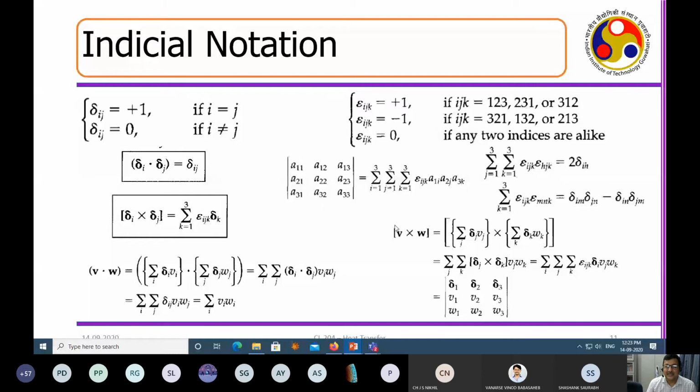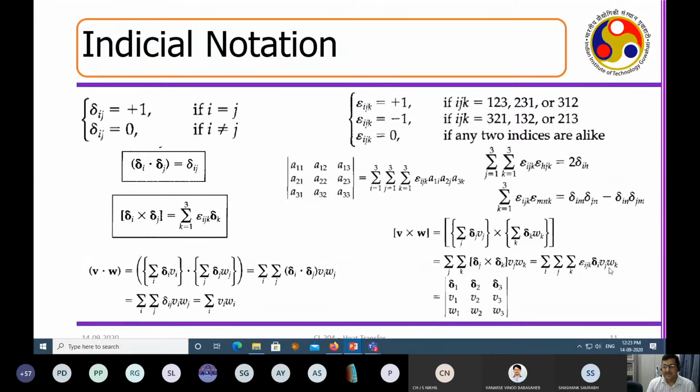V cross W. You have to evaluate this determinant, and this determinant will be epsilon ijk. Now suppose you have taken here j and k as delta, so this is delta_i, and then delta_i, V_j, and W_k.